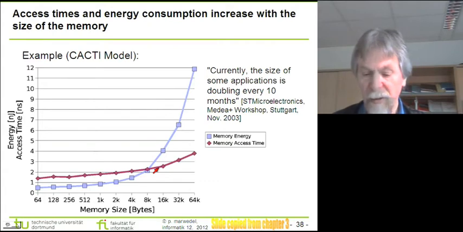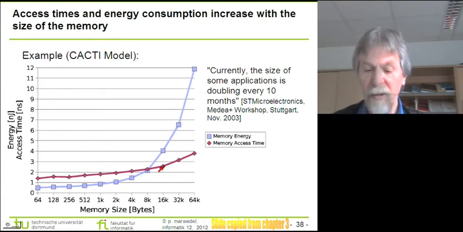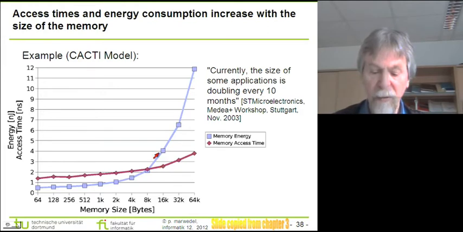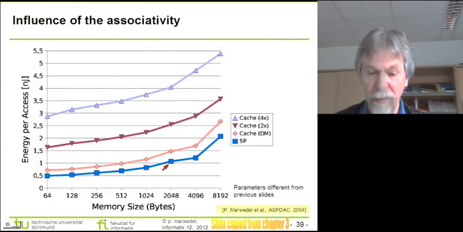Using CACTI, we can compute the average energy consumption and also the access time for various memories. On this slide, I'm repeating a slide that was already shown in chapter 3. So we can see over here that for memories, we have an increase in the energy consumption as a function of the size of the memory. And we also have an increase of the access time as a function of the size of the memory.